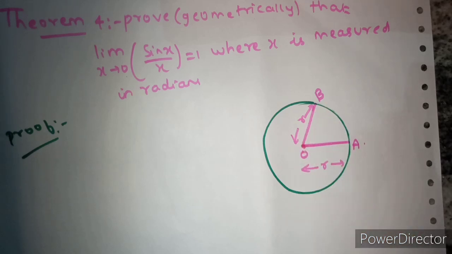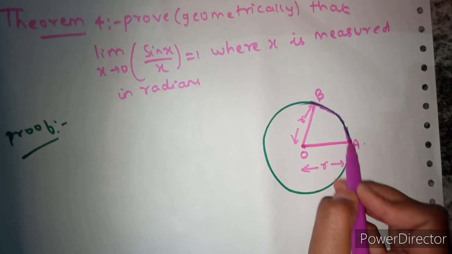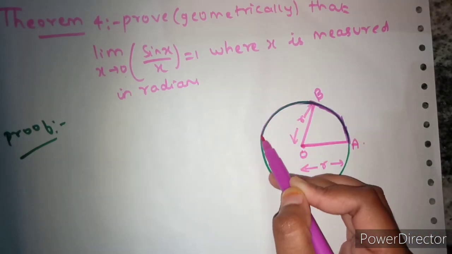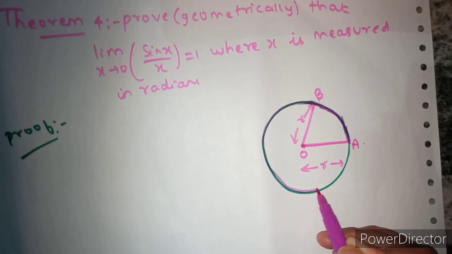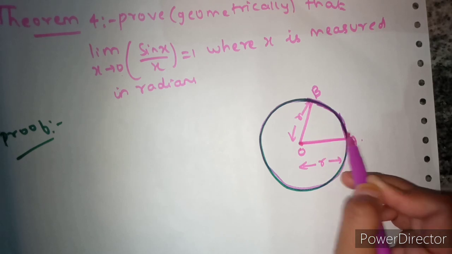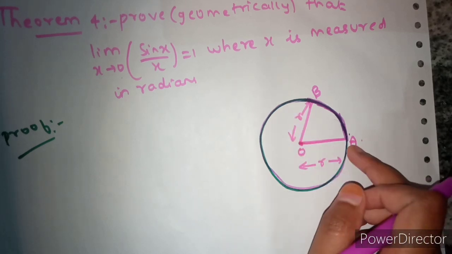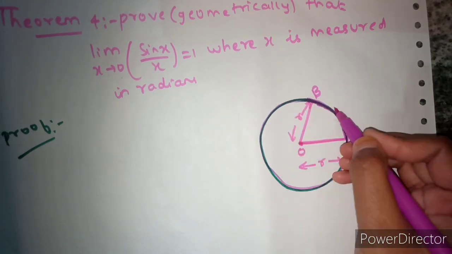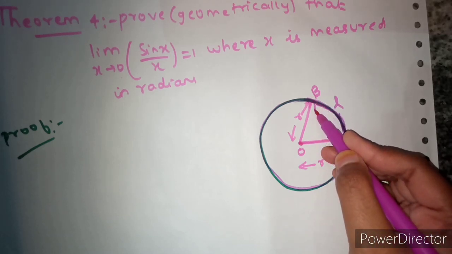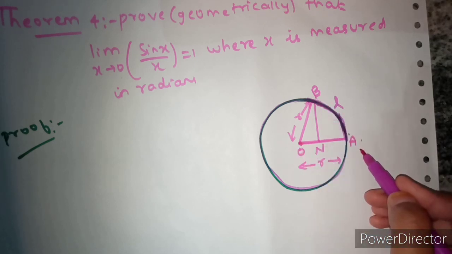Next, what about this AB? This is a part of the circumference. The full boundary is called the circumference, and a part of the circumference is called an arc. Here AB is an arc, and we will name this arc length L. Now I am drawing a line from B to OA. BN is perpendicular to OA.